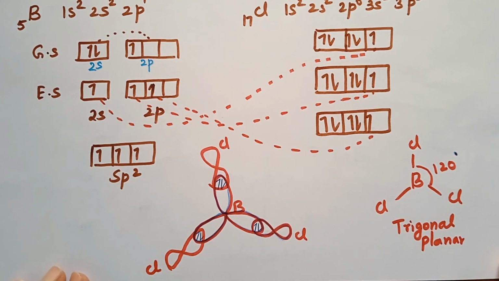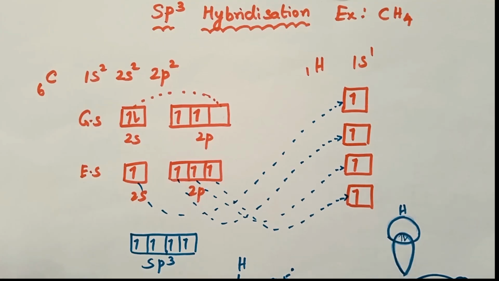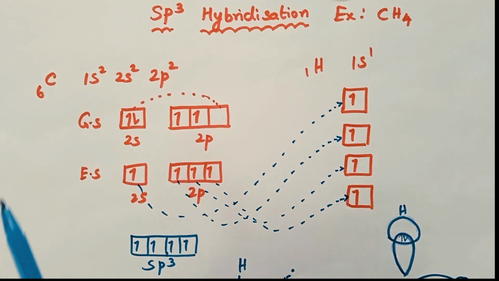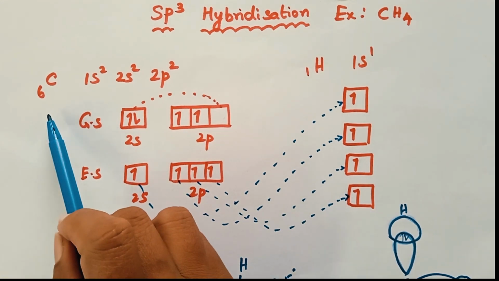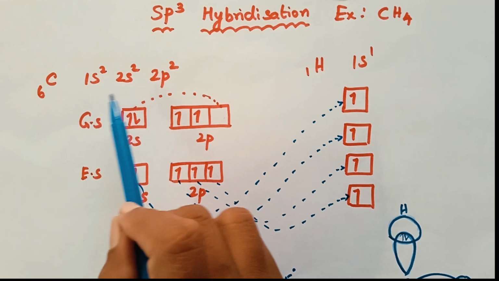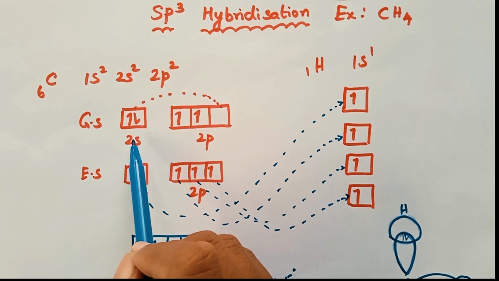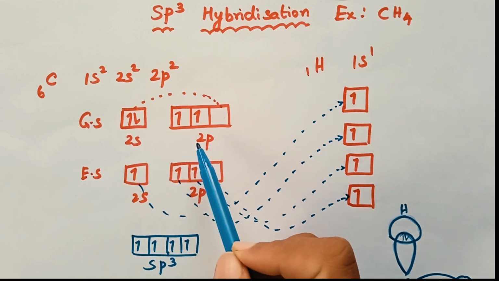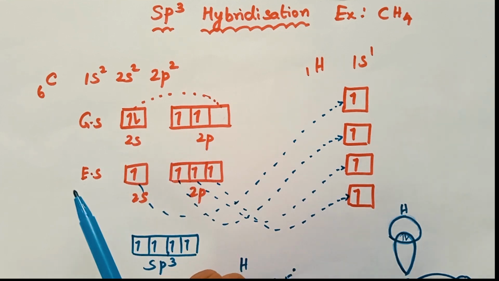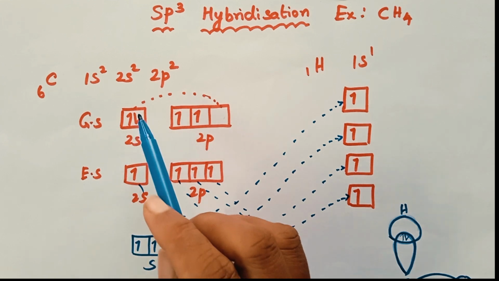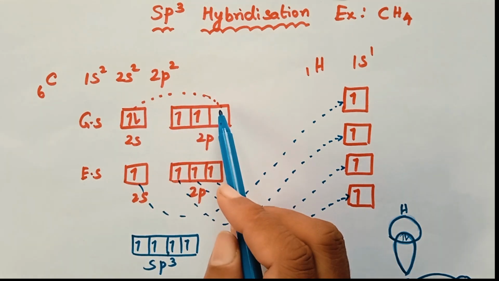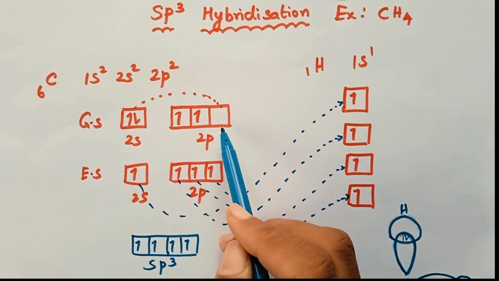Next we are going to see about sp3 hybridization. Example for sp3 hybridization is CH4. For carbon, the atomic number is 6. So the electronic configuration is 1s2, 2s2, 2p2. In ground state, there will be 2 electrons in 2s orbital and 2 electrons in 2p orbital. So in excited state, 1 electron from 2s orbital will be shifted to 2p orbital.